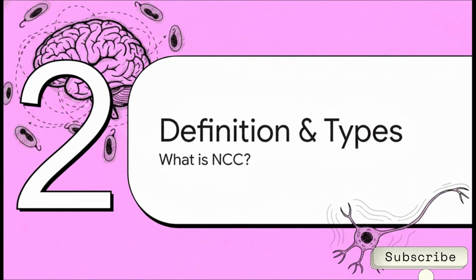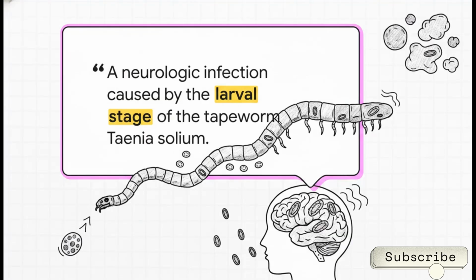Moving on to Section 2, definition and types. Let's clearly define the specific neurological infection we are studying today. I need you to lock this exact definition into your memory right now. Neurocysticercosis is a neurologic infection caused by the larval stage of the tapeworm Taenia solium. Notice the wording. The human ingests the eggs, but the actual disease in the brain is caused by the space-occupying larval stage that develops from those eggs. Don't let them trick you on that.